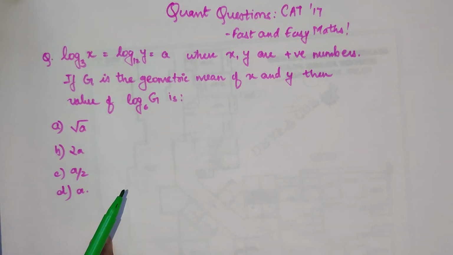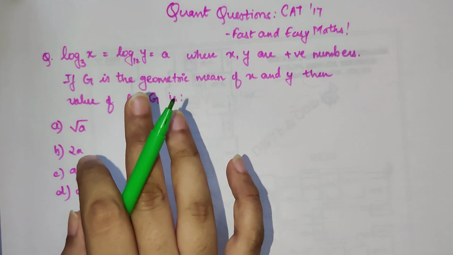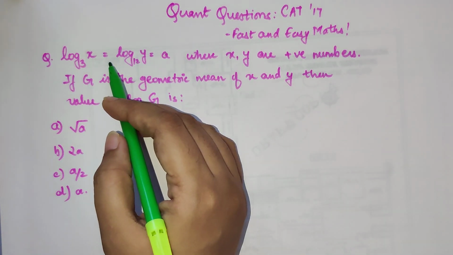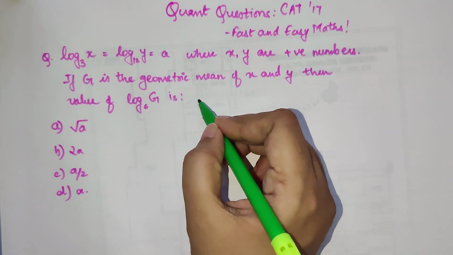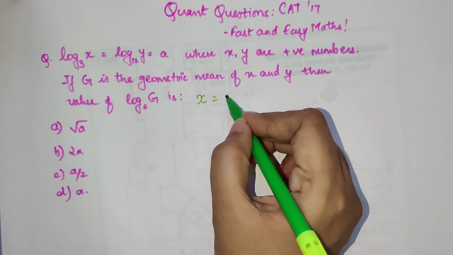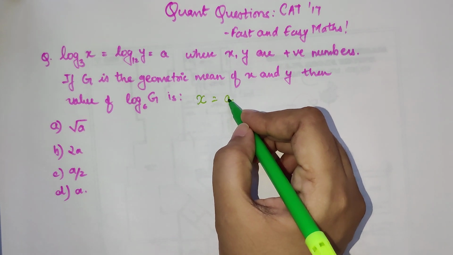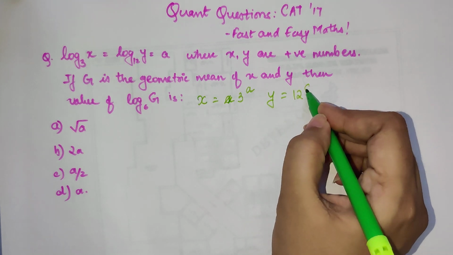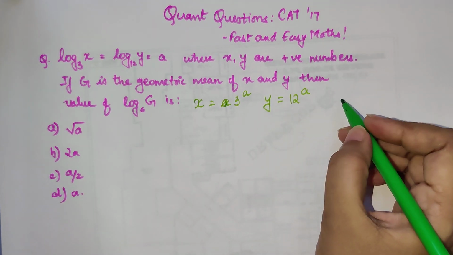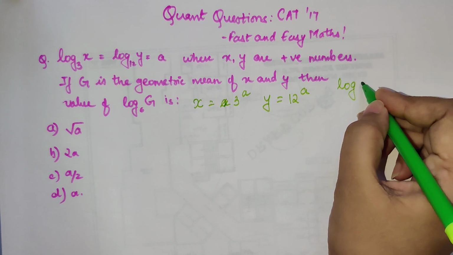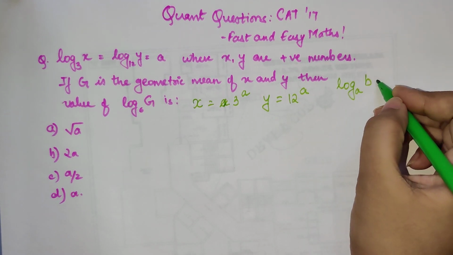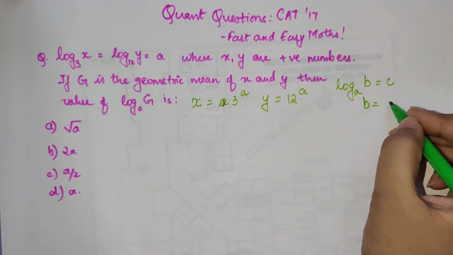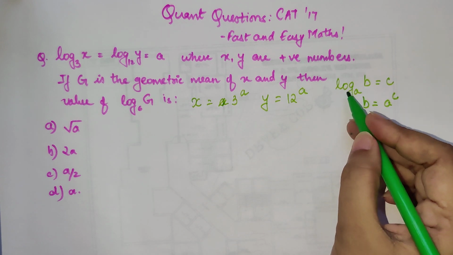Very important: when you look at all your options, they are in the form of a. So the very first step you should be doing is to convert your x as well as your y in terms of a. So your x will be 3 raised to a and y will be 12 raised to a. Now how did that happen? Because there is a law of logarithm. Let's say log of b to the base a is equal to c. So b can be equal to a raised to c, because we want to remove the logs.